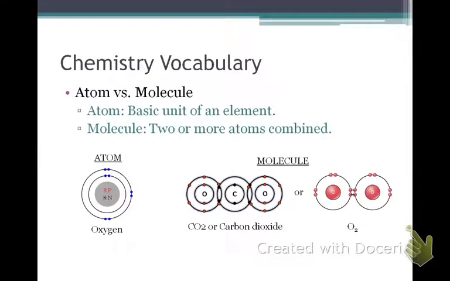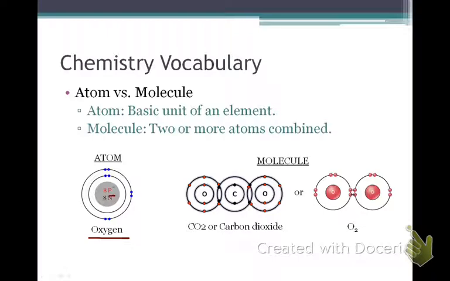Next we have atoms and molecules. Atoms are the basic unit of an element. So the example I have for you here is oxygen. So oxygen is an example of an atom. So see, we just have 1 by itself here. It gives me the number of protons and the number of neutrons in the center. Then over here, molecules, it's 2 or more atoms combined. See how in the definition it doesn't say 2 or more different atoms combined?